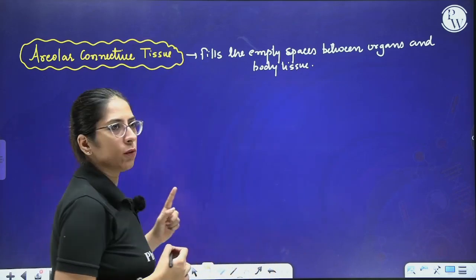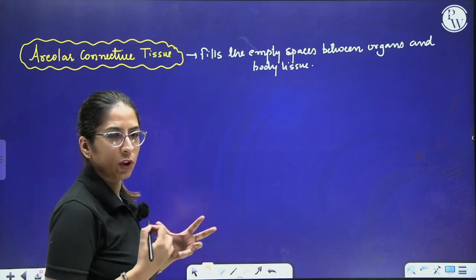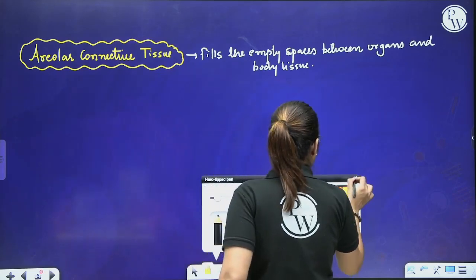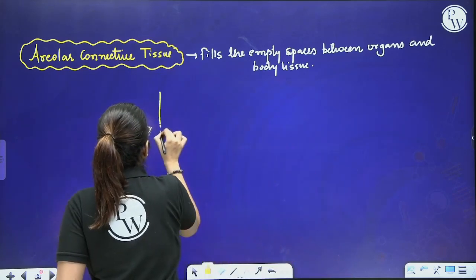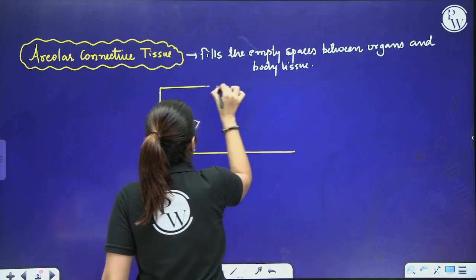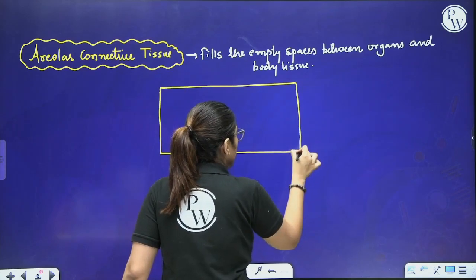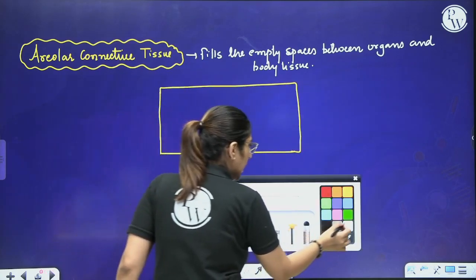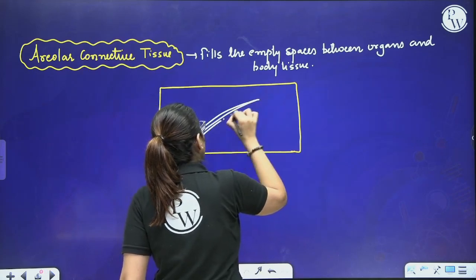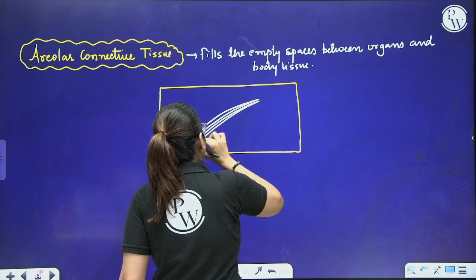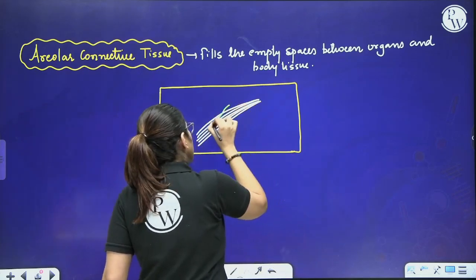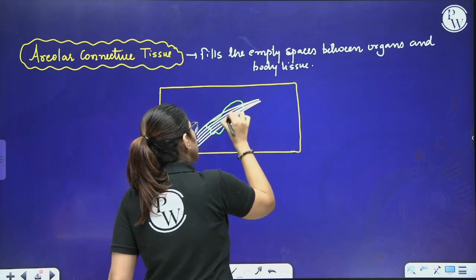Now, when we talk about what all things are present in the areolar connective tissue, let's understand it with the help of this diagram. This is a diagram from your NCERT only, which I'm drawing right now. That means what all things you are going to find in the areolar connective tissue. You will find some white fibers. And you know the white fibers, they are your collagen fibers, right? Like this collagen fibers are there. And these collagen fibers are formed by fibroblasts.